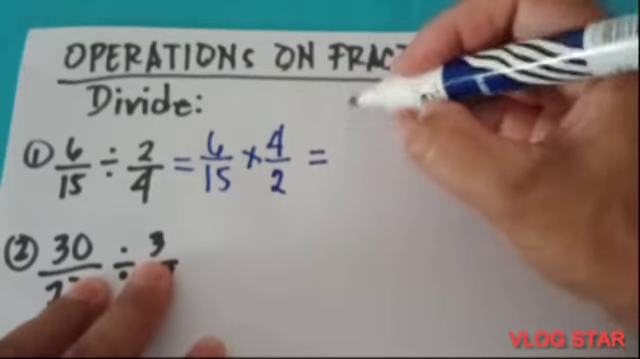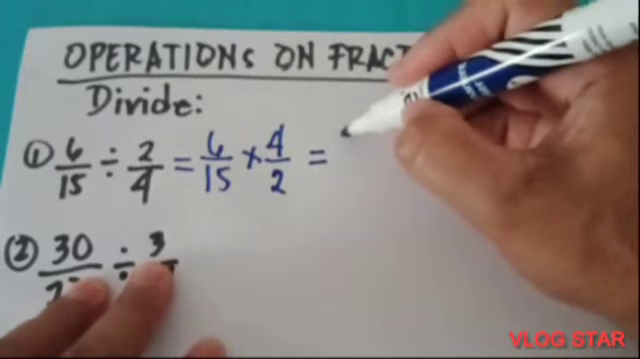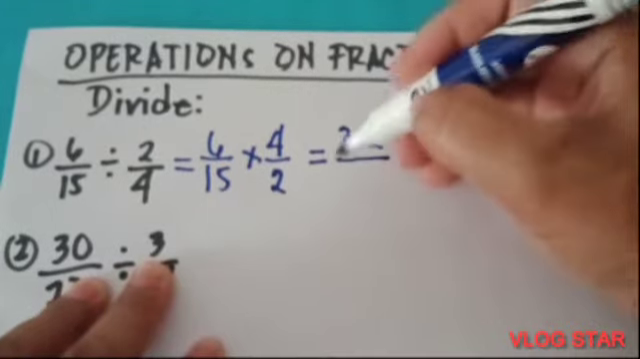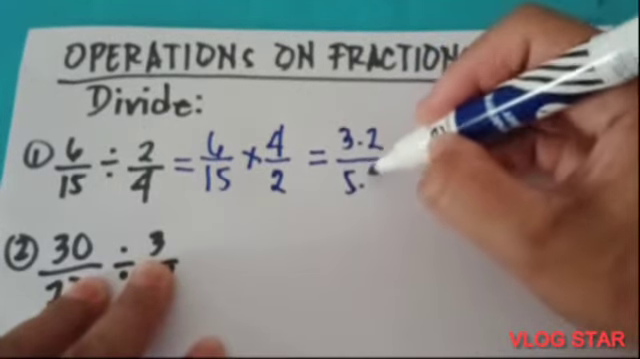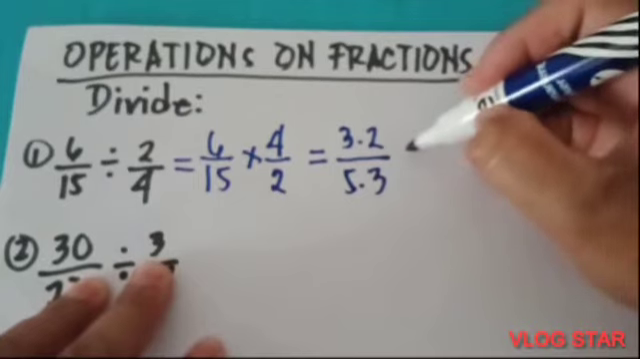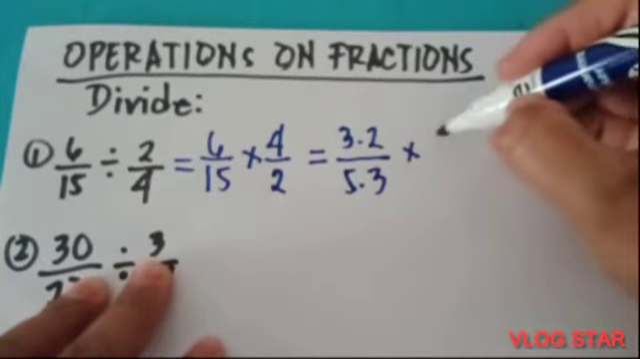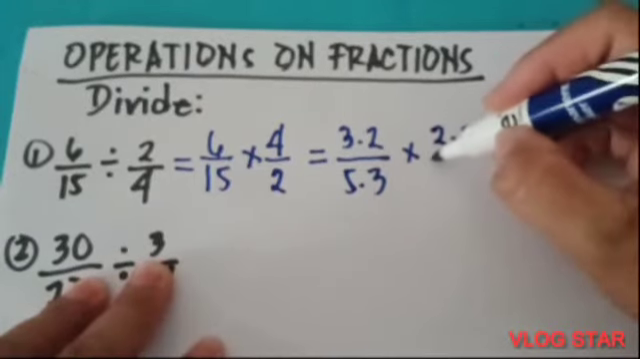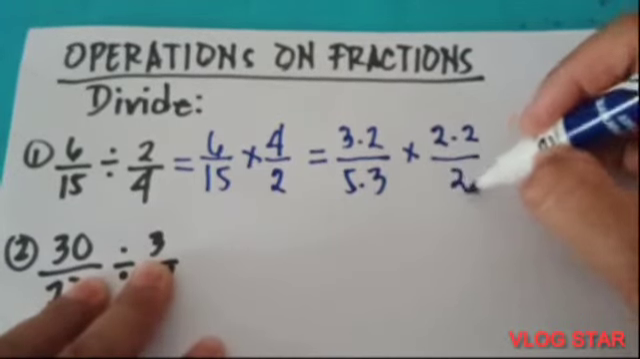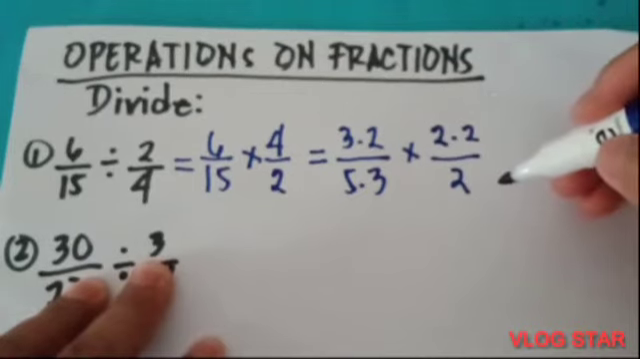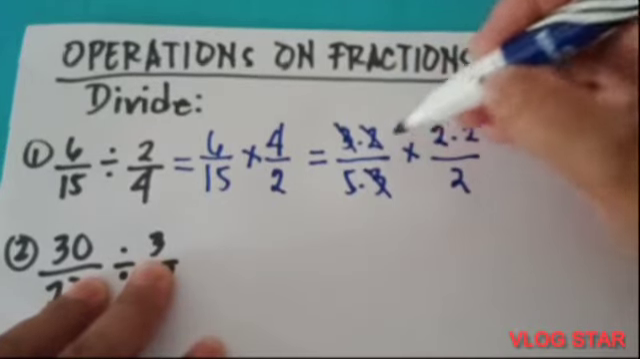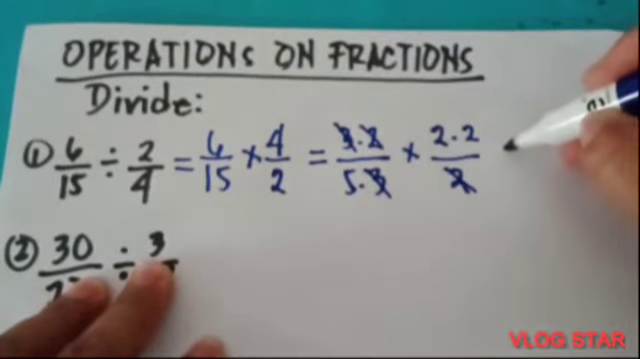So, yung factor ng 6 is 3 and 2. Yung 15 is 5 and 3. Then, multiply sa factor ng 4, 2 and 2, over 2. So, may nakikita tayong magkaparehas na number sa numerator and denominator. So, ang 3 and 3 cancel. Then, yung 2 and 2 cancel.